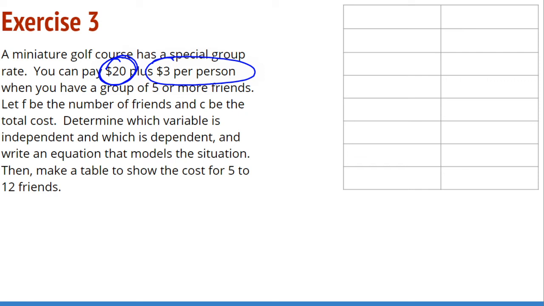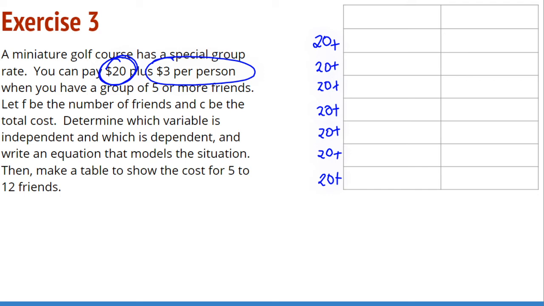Let F be the number of friends and C be the total cost. Determine which variable is independent and which is dependent, and write an equation that models the situation. Then make a table to show the cost for 5 to 12 friends. All right, now I just heard here there is a $20 flat fee. So I'm going to have my flat fee here. I'm going to add a column here. It's $20, flat fee. So I know I'm going to write that down. I always have to add on 20, because I want to make sure I remember that.